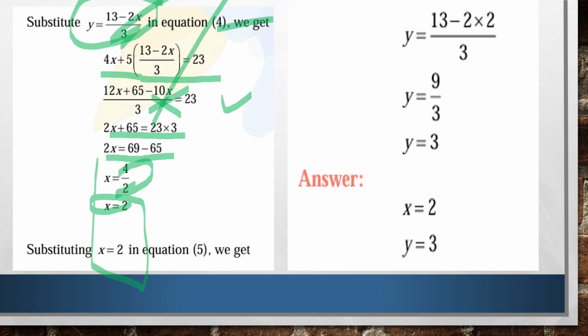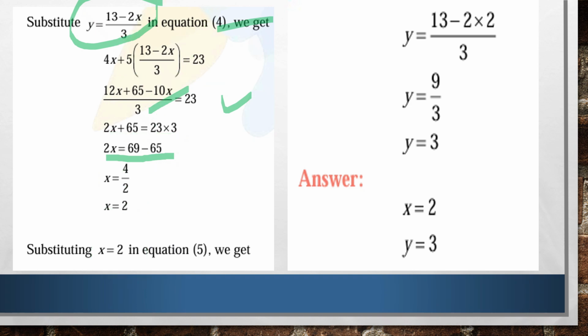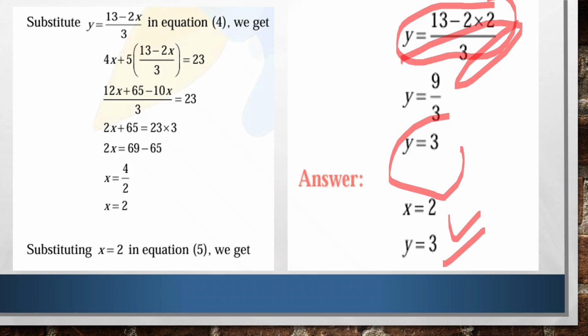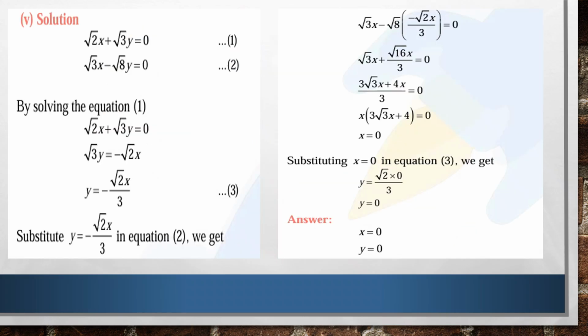If you know the value of x, you can substitute it in the equation. That is y is equal to 13 minus 2 into 2 divided by 3. Taking x as 2, you will get y is equal to 9 by 3, therefore y is equal to 3. So the value of x is 2 and the value of y is 3. This is the answer of the fourth problem of the first main problem.